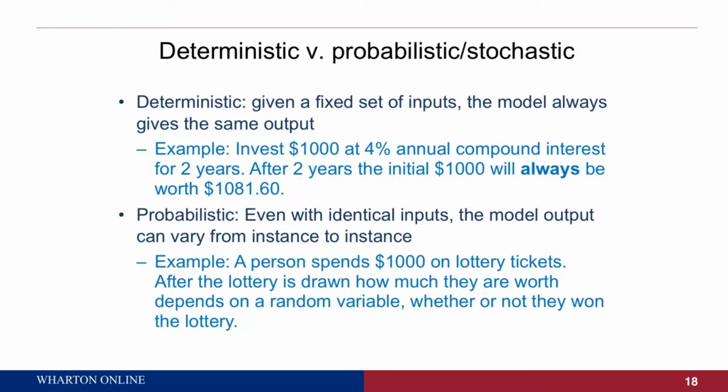And so the output of this process or model is probabilistic. It's what we call a random variable. It all depends on whether or not the lottery was won. So that's very different from the deterministic model. And the term stochastic is often used as really a synonym for a probabilistic model. So you'll see both of those terms used when there's uncertainty. And so those are the terms deterministic and probabilistic.